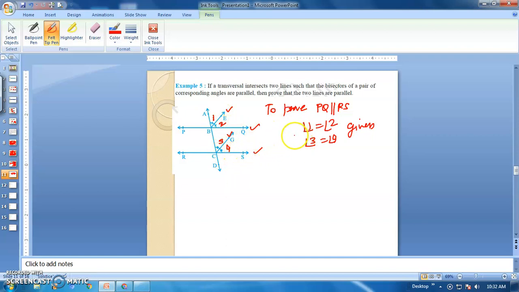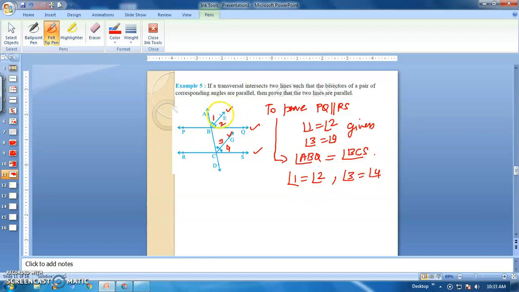Next we are going to prove these two lines are parallel. That means it is necessary to prove that angle ABQ equal to angle BCS, because they are corresponding angles. If these two angles are the same, then these two lines are parallel. So we are going to prove these two angles are the same. How can we prove it? Angle 1 equal to angle 2 is already given here, and similarly angle 3 equal to angle 4 is given here.